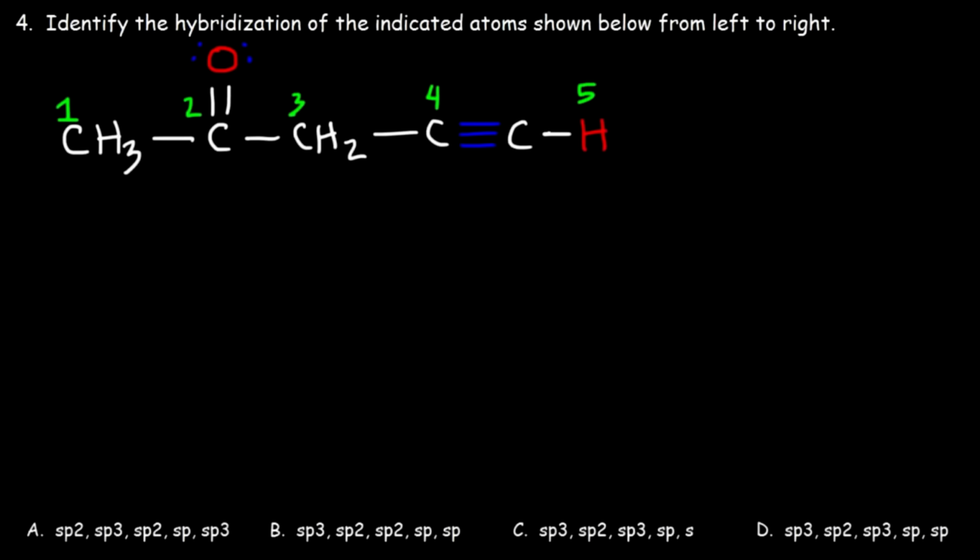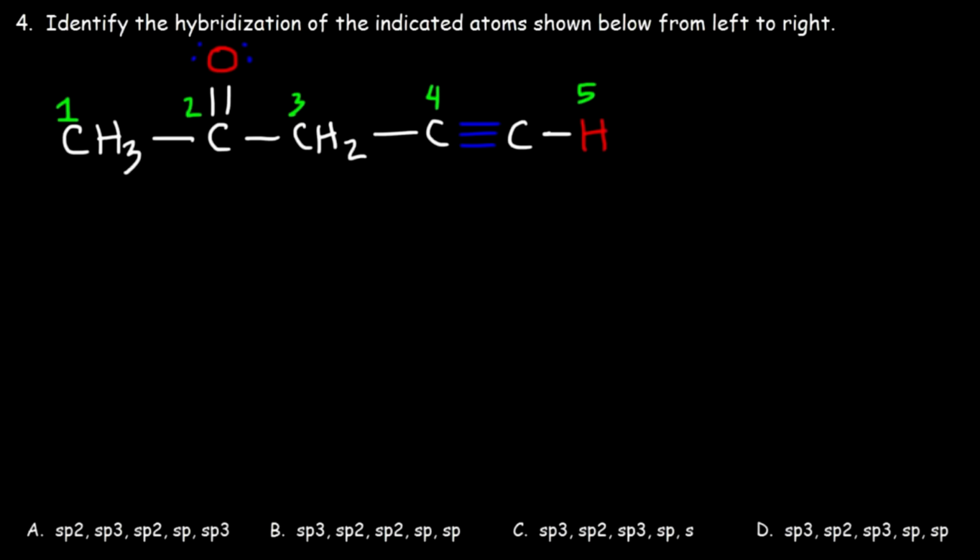Number 4. Identify the hybridization of the indicated atoms shown below from left to right. So is it A, B, C, or D? How can we determine the hybridization? So feel free to try this one.